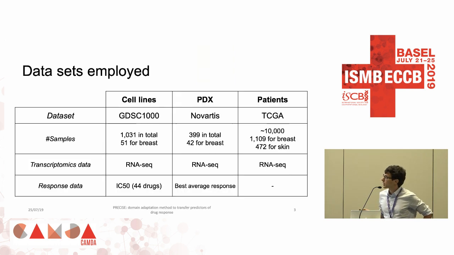For that, I use three data sets. The first one is the GDSC 1000 for the cell lines, the Novartis PDXC for the mouse models, and the TCGA for the patients. I used around 1,000 cell lines, 50 breast cancer cell lines, 400 PDXs, and around 1,100 breast cancer patients. In this study, I solely use transcriptomic data, so gene expression in the form of RNA-seq, and I use IC50 for 44 drugs in GDSC 1000. And IC50 is the concentration needed to kill half of the population of human tumor cells.